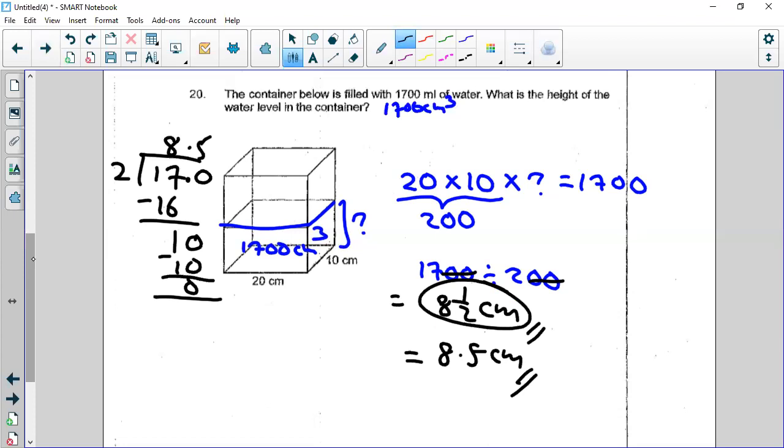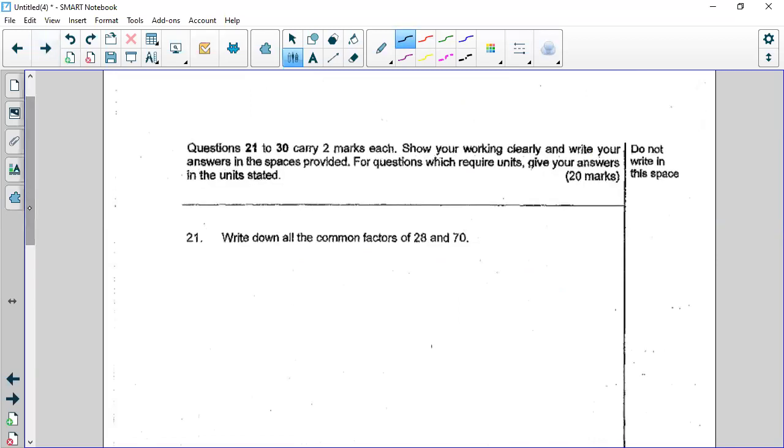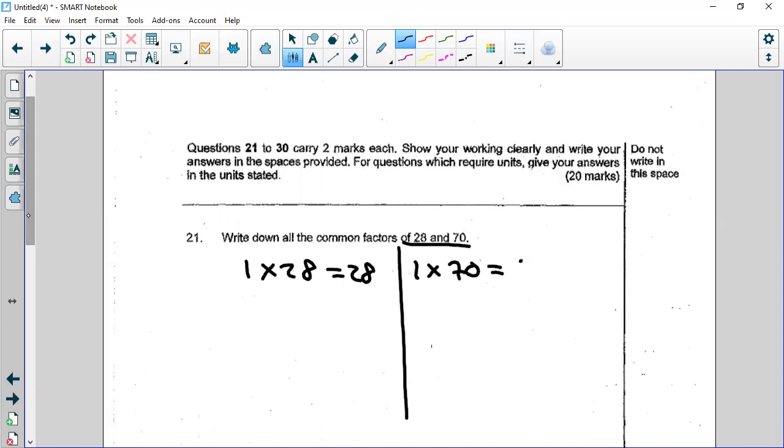Okay, let's go to the next one. Question 21. Write down the common factors of 28 and 70. Again, I see in the prelim, some of you do it mentally, and then you lose the marks because you miss out some factors. You cannot do mentally. We have said so many times already. So you have to find the factors of these two numbers.